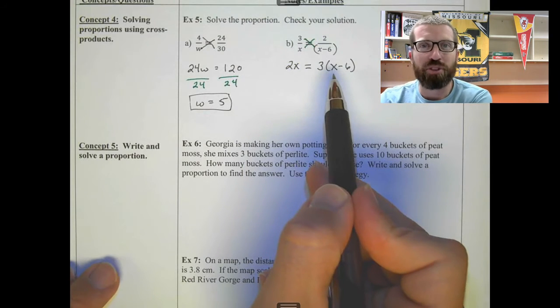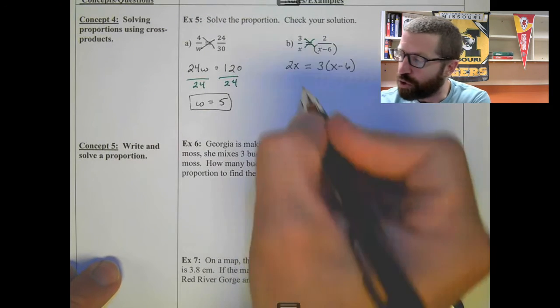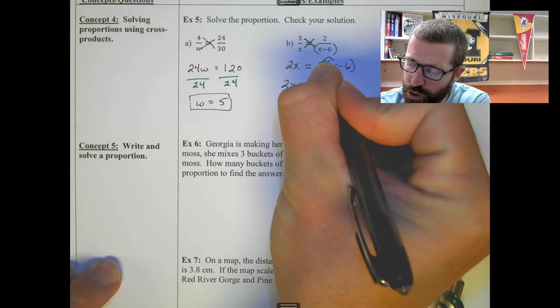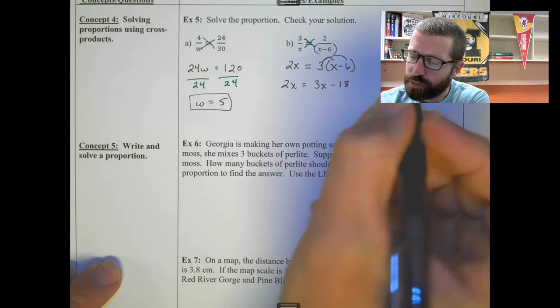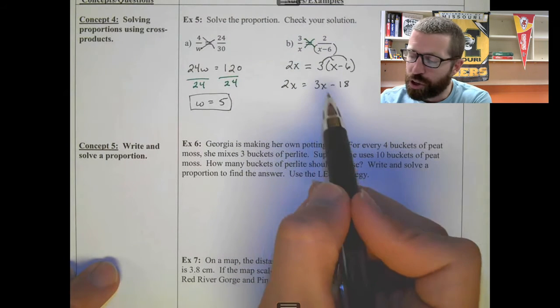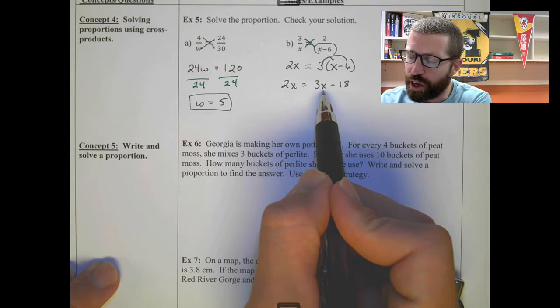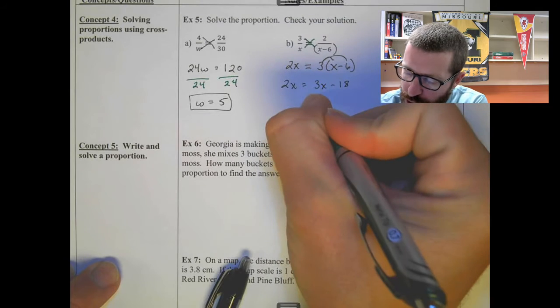Now you might be able to skip this step in your work as you get good at this, because maybe you can go ahead and distribute as you go. So this is 2x is equal to, and then distribute the 3, 3x minus 18. And then now we're just solving the equation. You could add the 18 and then subtract the 2 over. I think because I can get the x's by itself, I'm going to just subtract 3x from both sides.